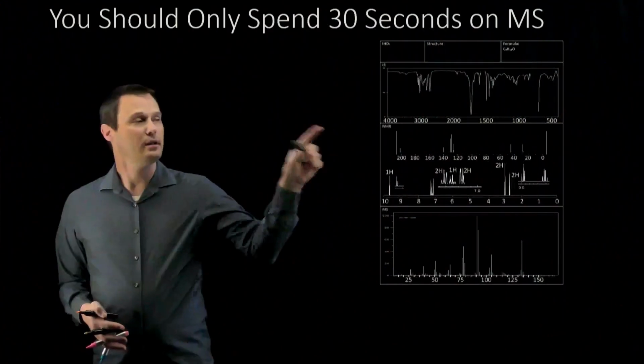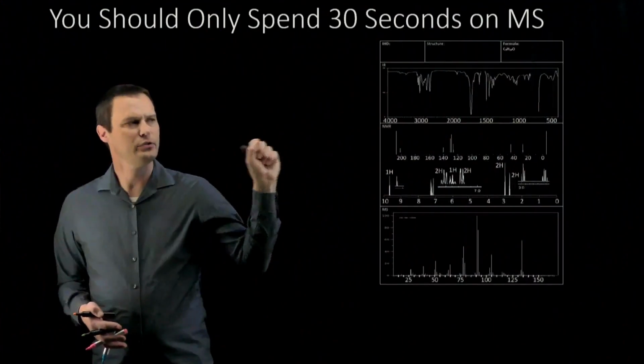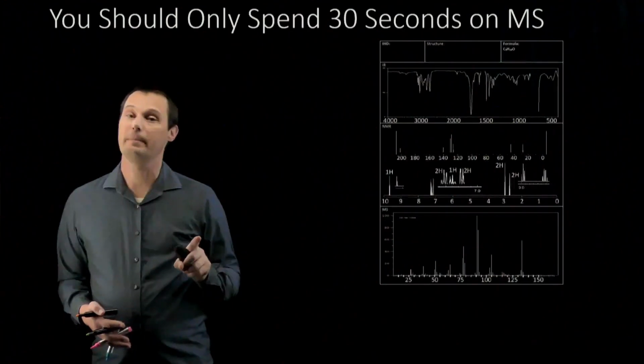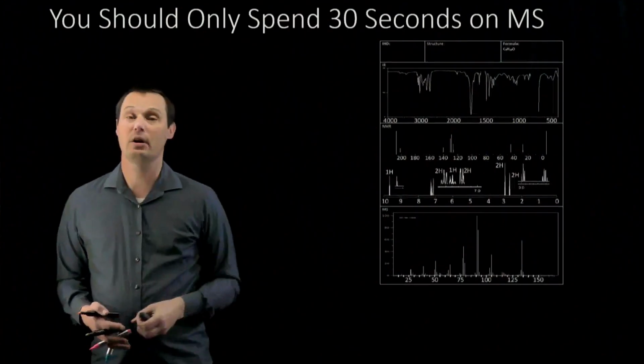And maybe when you do that, you spend a lot of time trying to extract as much information as you can from something like the IR and something like the mass spec. I'm here to tell you, you should not do it that way. You should only spend at most 30 seconds on mass spec.